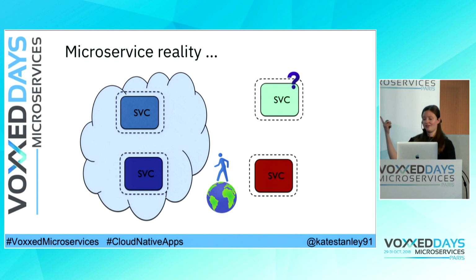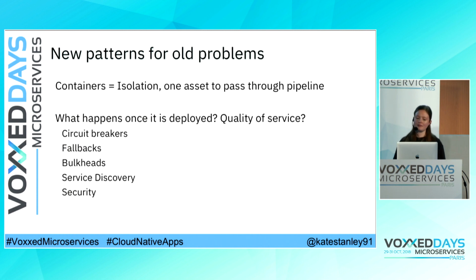And this service over here, we're not really sure where that went. It's not responding. Maybe it just fell off the edge of the world, not really sure. So there's a few problems that are brought in when you're moving across these microservices. And that brings in actually having new patterns, but for old problems. So this idea of containers is isolation, one asset that you pass through your pipeline. But there's a lot of problems coming around, of course, the fallacies of distributed computing that you need to solve.